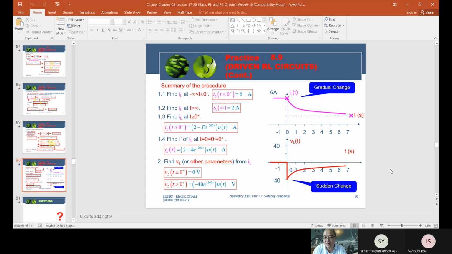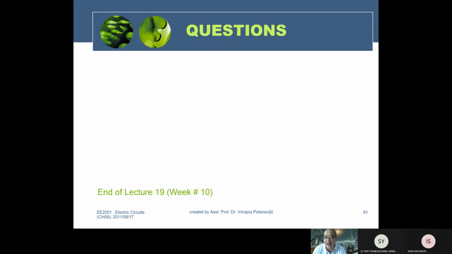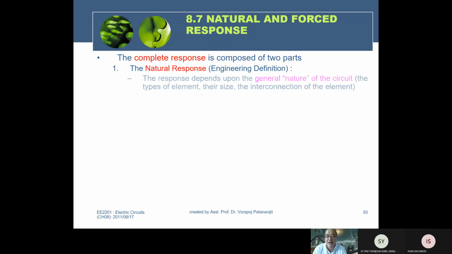Now we will see it from another point of view. In the previous section, you already know how to compute the complete solution by the steps I gave you. Therefore, from the overall point of view, the complete response is composed of two parts. The natural response, in the engineering definition, is the response that depends upon the general nature of the circuit. This depends on the type of the circuit, the size of the circuit, and the interconnection of the elements.